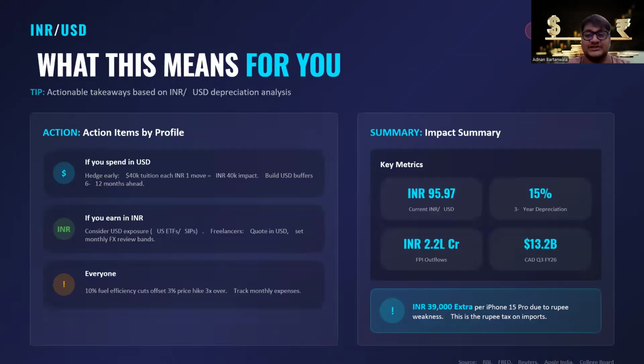Now, what should be our action plan? What do you do with all this information that I've given you? I'll try to sum it up and close it in the next minute. If you spend in dollars, like kids going abroad for education, you're planning a foreign trip, a US trip, or you're paying for a SaaS subscription, software as a service, try to hedge early. Open a USD account, as I talked about. Load your forex cards when the rupee is strong, and don't wait.